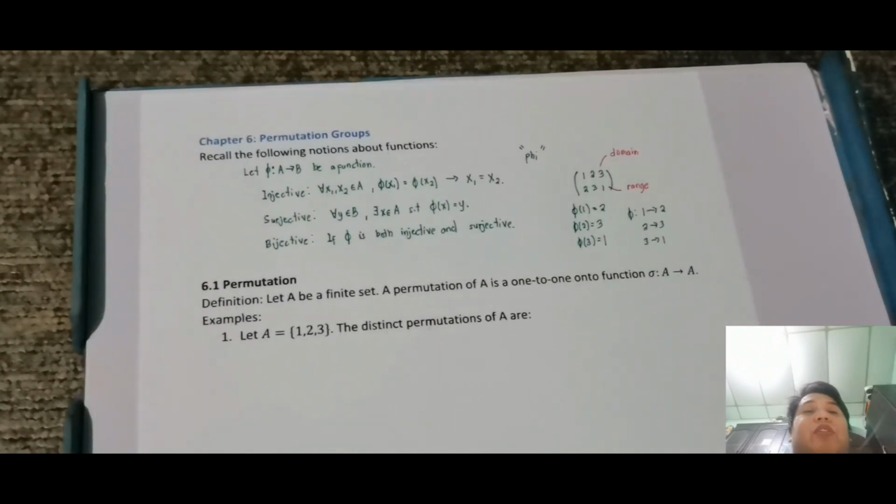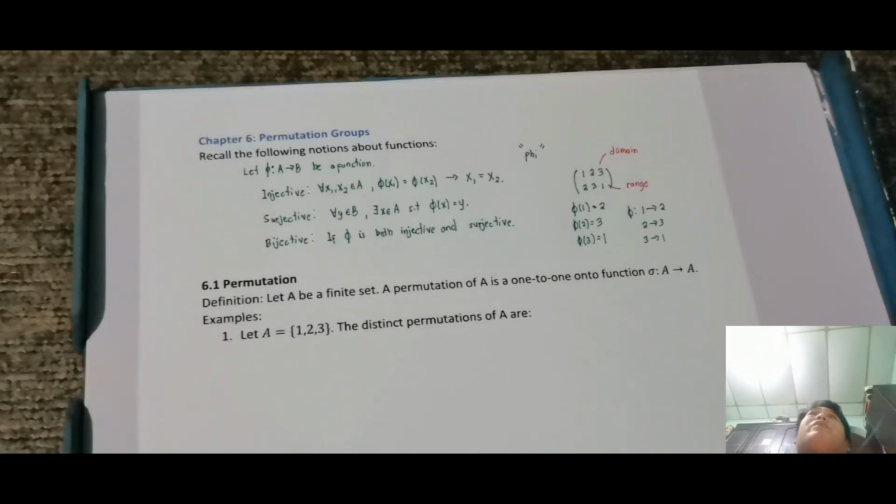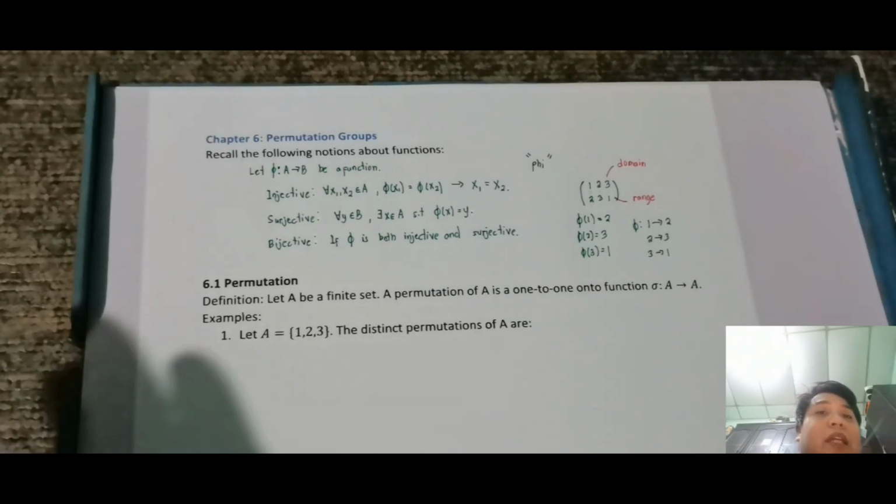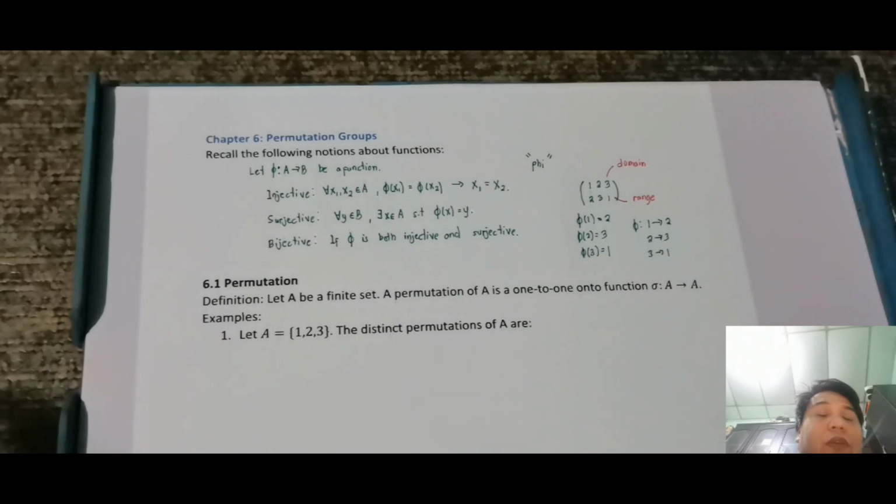So let's have permutation. Parang permutation din ba to sa probability? Medyo may pagkaganon yung hawig pa, kaso based on numbering or assigning number, so based on function parang ganoon yung ginagawa dito. Let's have a definition. Let A be a finite set. Again, may finite set tayo, which is set A. Hindi natin alam kung ano yung element niya.